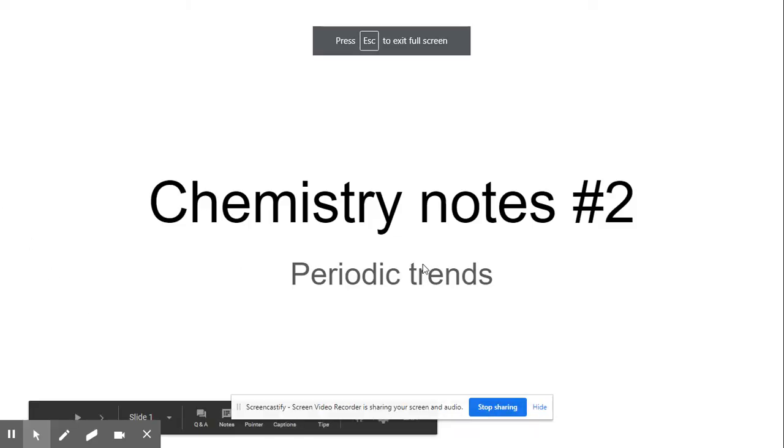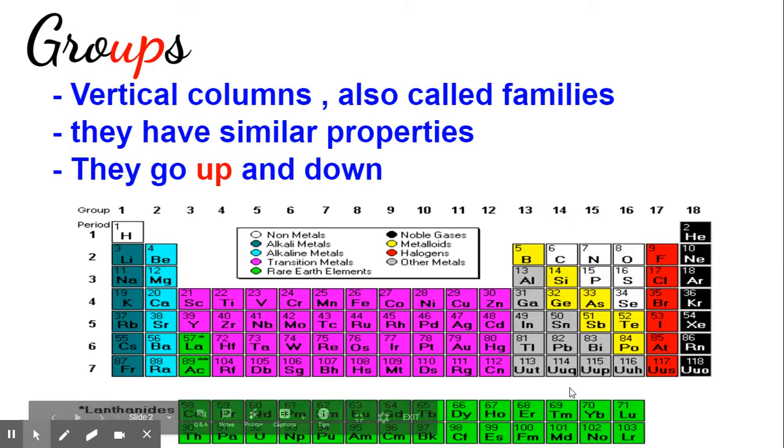Okay, so today we're going to go over periodic trends. When we're looking at a periodic table, the first thing you're going to notice is what we call groups. Groups go up and down. How do we remember that? Well, if we look at the word groups, it has the word up in there, right?